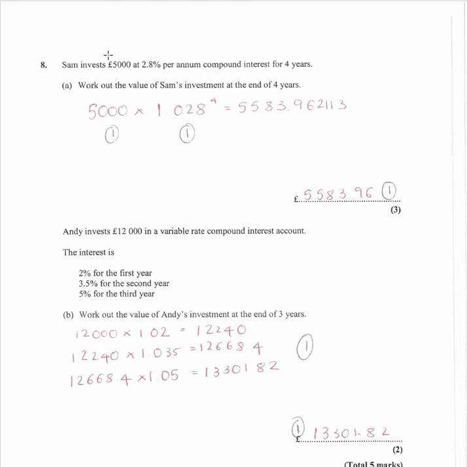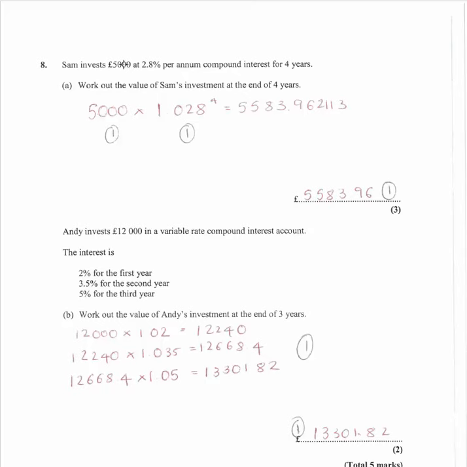Sam invests £5,000 at 2.8% per annum compound interest for 4 years. Don't forget you can use a calculator. So, if you're going to increase something by 2.8%, then your multiplier is going to be 1.028. So 0.028 is the decimal for 2.8%, and 1.028 is what you would multiply by to increase by 2.8%.